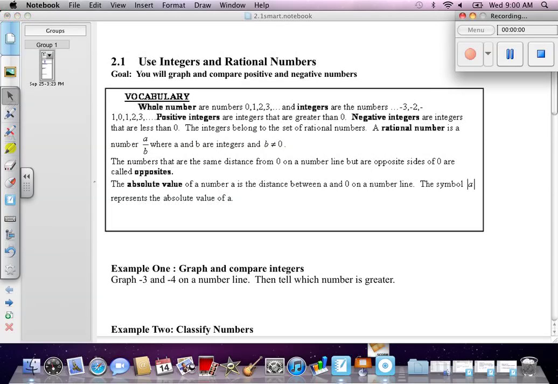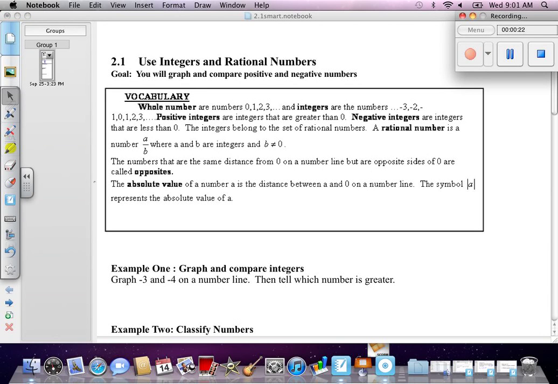Right, ladies and gentlemen, we are starting 2.1. We're looking at integers and rationals and all those pretty things. Before we get started, I want to explain whole numbers, integers, positive numbers, negative numbers, and rationals.